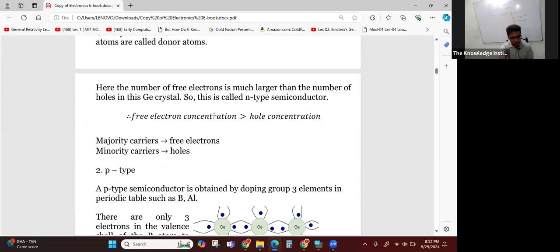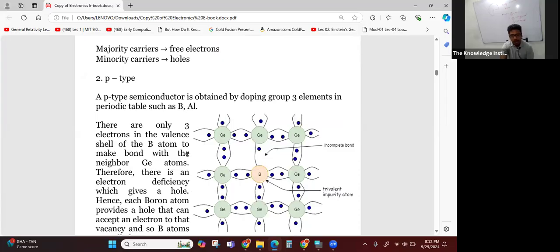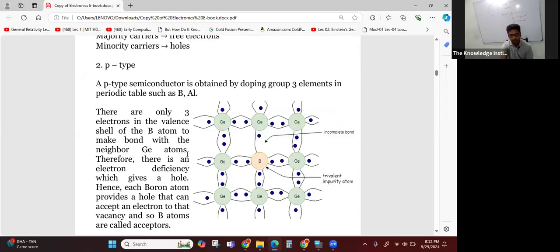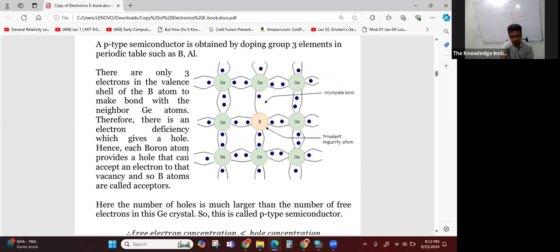Because there are more electrons than holes, majority carriers are electrons. Electrons are negatively charged. That's why this type of semiconductor is known as N-type. N refers to negative, right? And P-type semiconductors are made by doping with elements from group 3 of the periodic table, such as boron, aluminum.